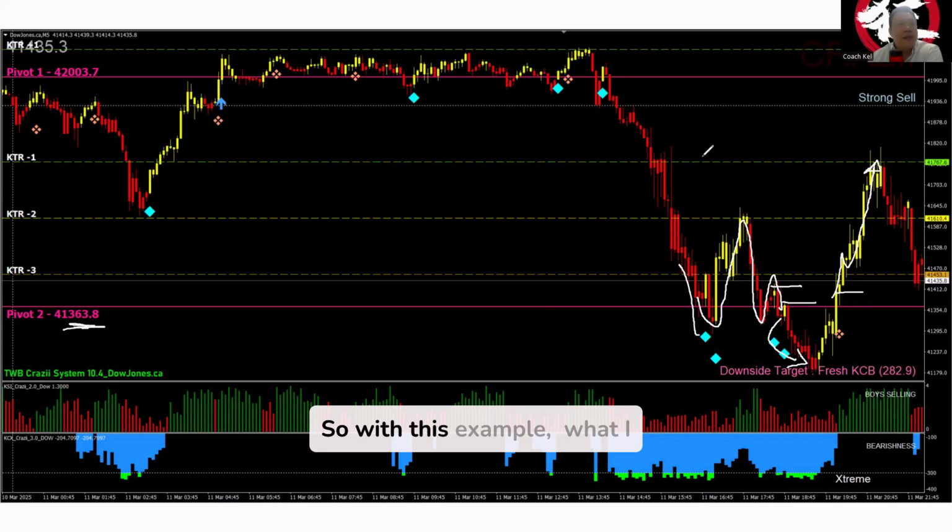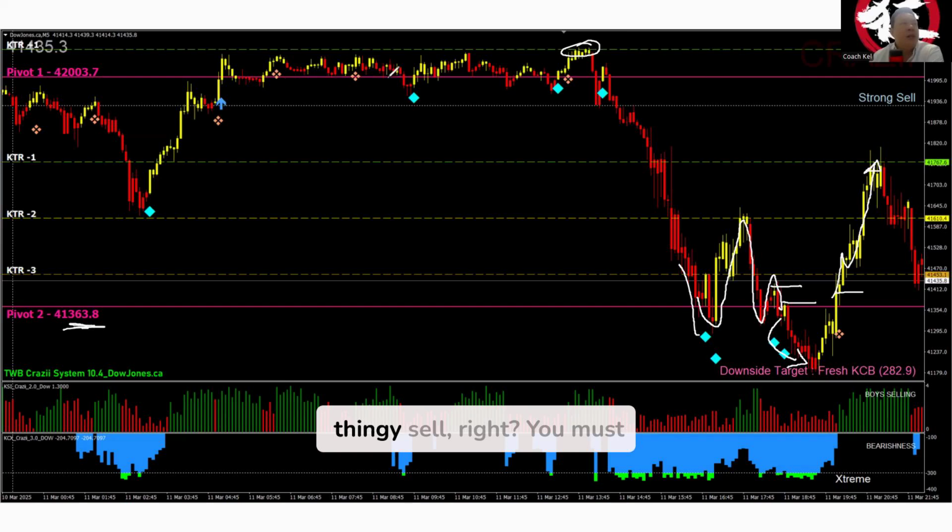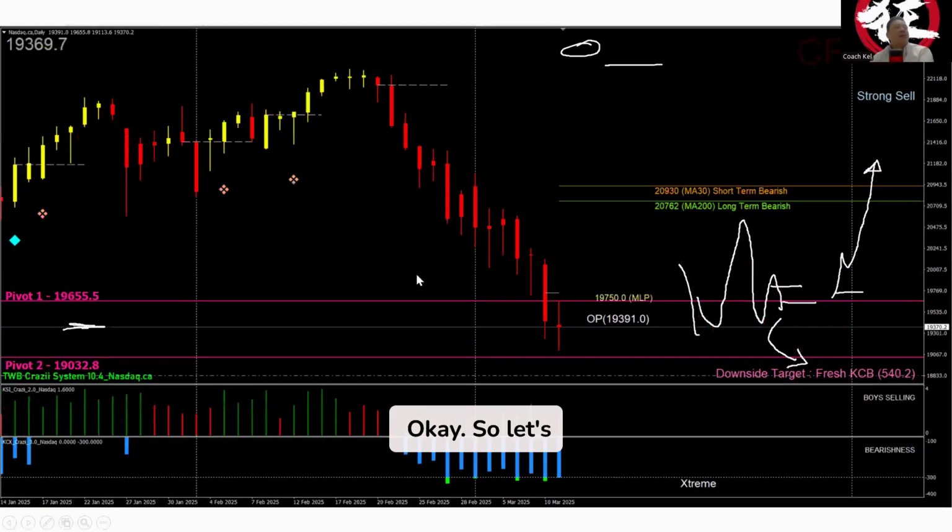Okay, so with this example, what I explain to you is that you have to follow rules and all these little things itself. You must know how to take advantage of that. Yeah, this is very, very important. Okay, so let's look at the next market right now.